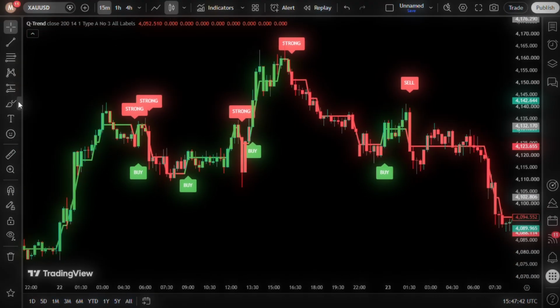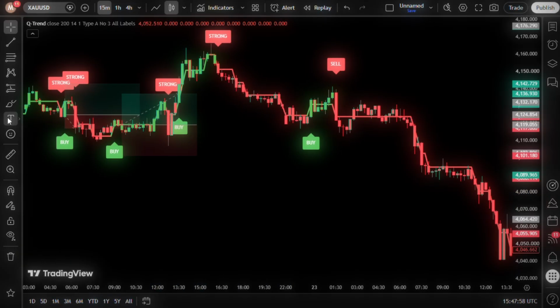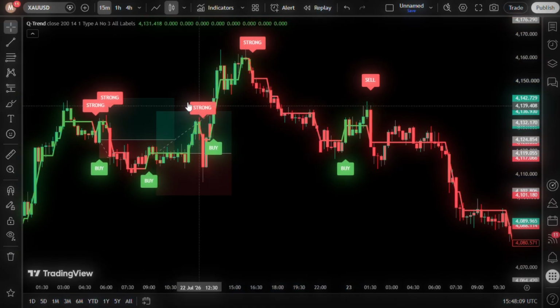And this is exactly where most people go wrong. They add the indicator, they see all these arrows, and they start trading every single one. That is how accounts get destroyed. So here is the first fix.